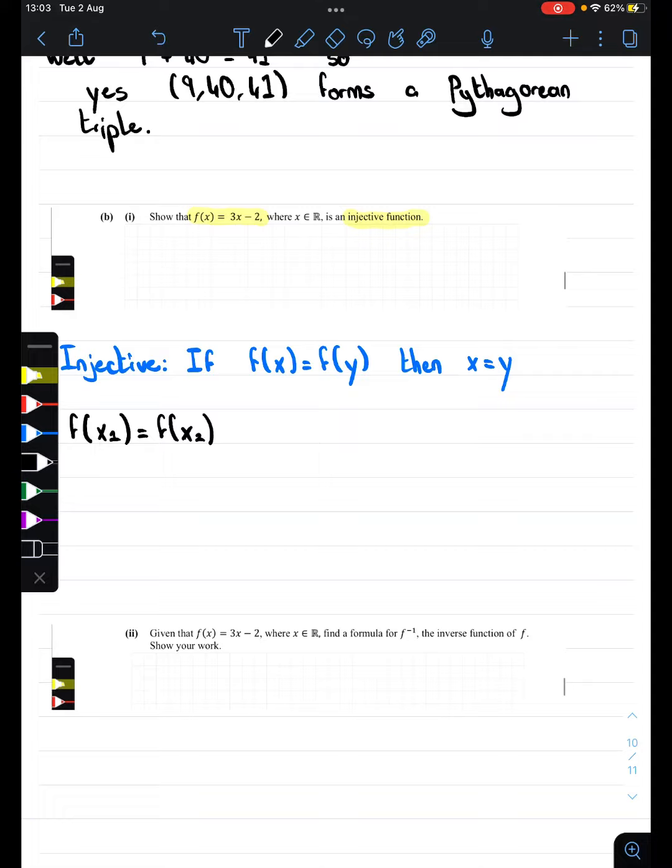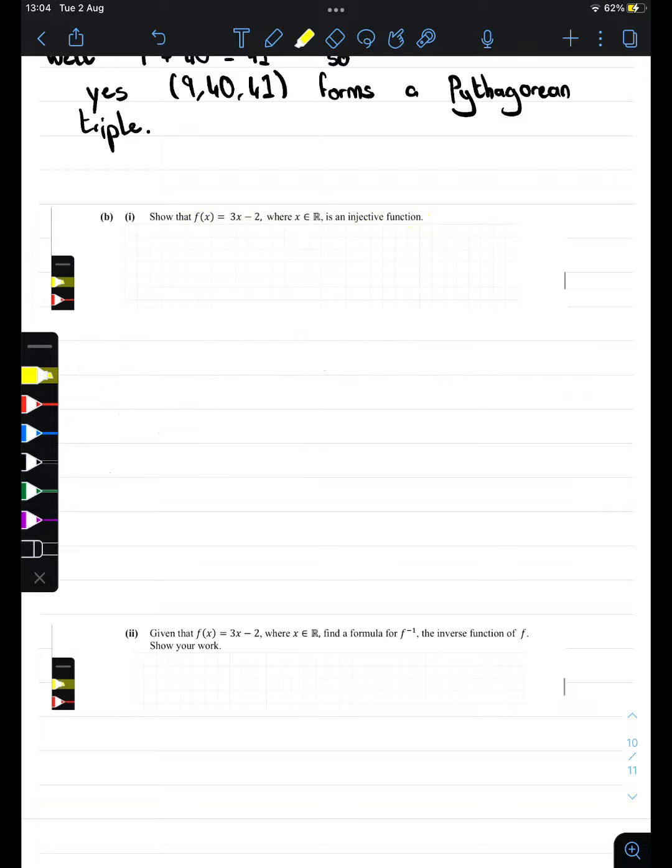Well, what is f of x1? Well, f of x1 is by our function. Well, what is our function? Let's just quickly write that down. So f of x1 will be 3 times x1 minus 2. And f of x2 will just be 3 by x.